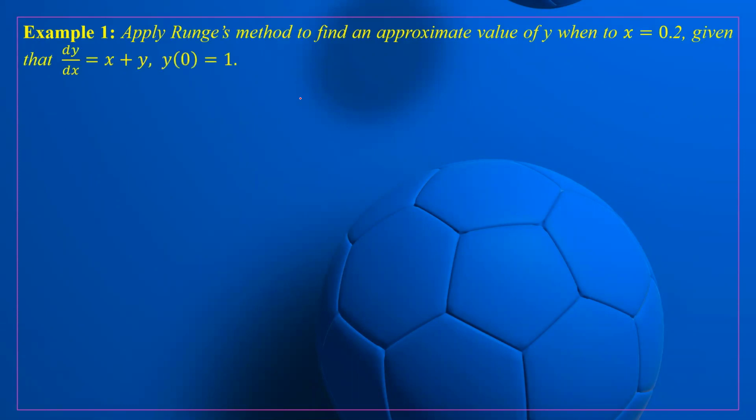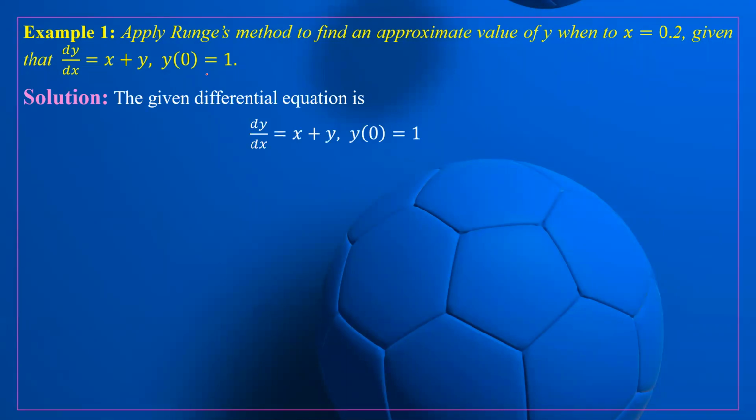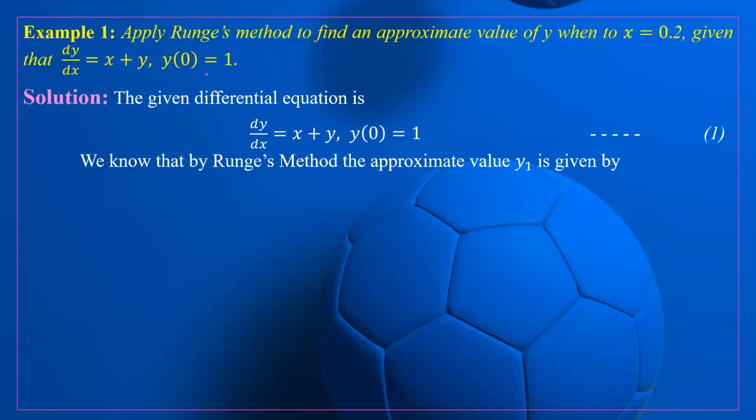Apply the Runge method to find an approximate value of y when x = 0.2, given that dy/dx = x + y and the initial condition y(0) = 1. So the given differential equation is dy/dx = x + y, y(0) = 1. We know that by the Runge method, the approximate value of y1 is given by y1 = y0 + k. So what is our aim? Our aim is to find the value of k.